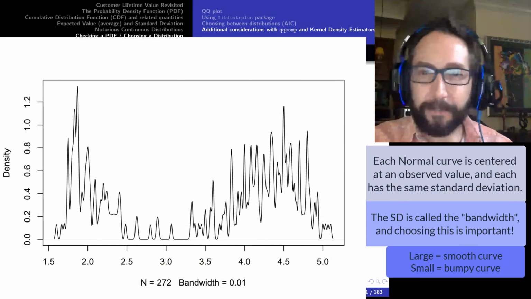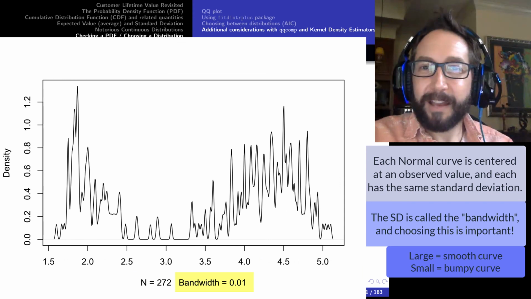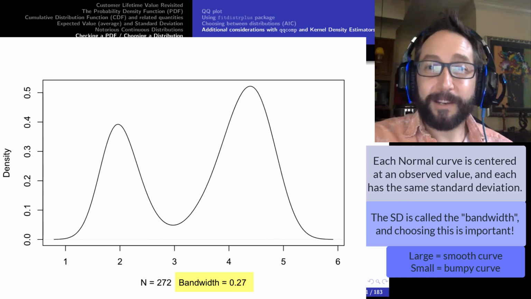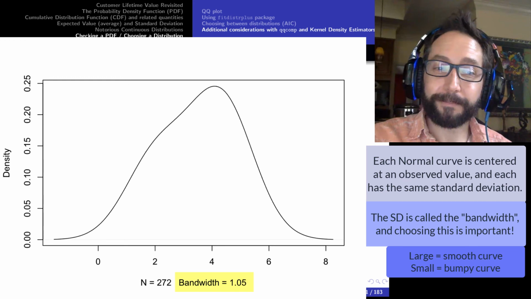So we get to tweak the value of the bandwidth. It can be small, it can be large. We choose a value that looks reasonable to us, and we can use that as a good stand-in for our continuous probability model.